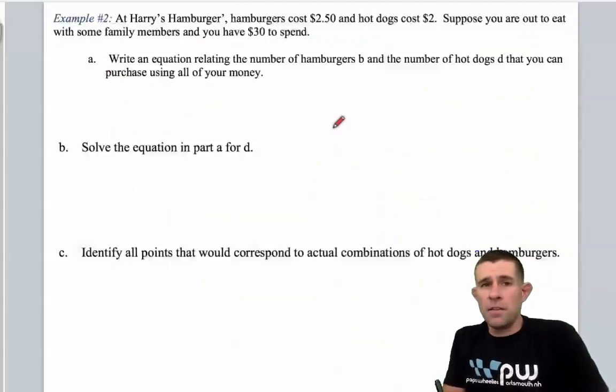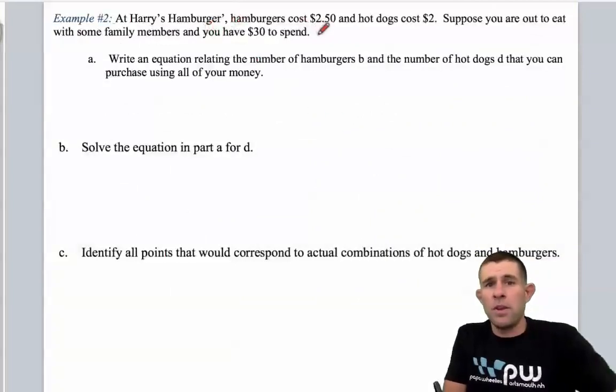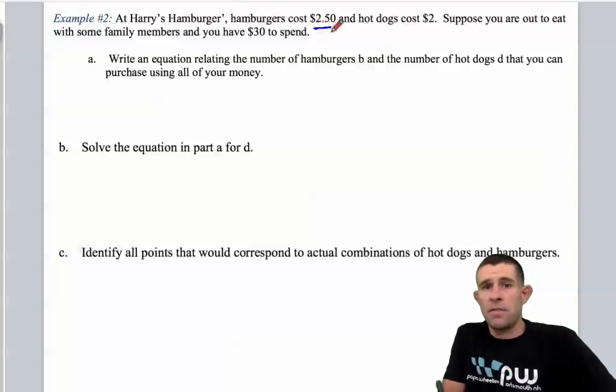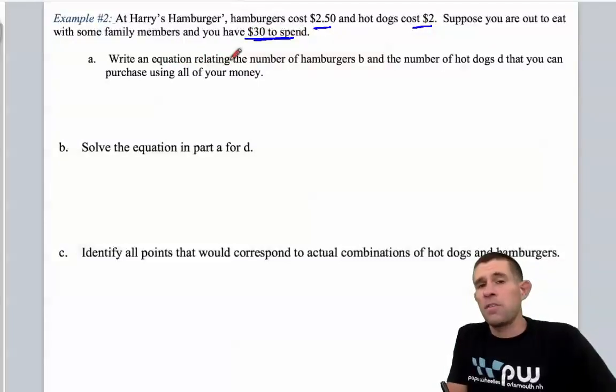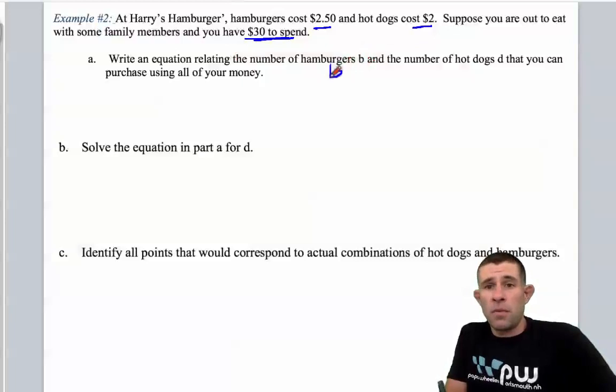All right, in our next example, we're at Harry's hamburger joint, and a hamburger costs $2.50 and a hot dog costs $2. We're going to eat out and we're going to spend $30. Well, we want to write a linear combination here, using B for the number of hamburgers that we purchased, and D for the number of hot dogs. So let's start off by writing that linear combination.